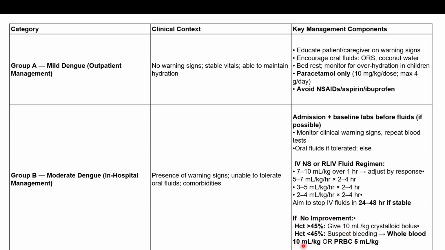If there is no clinical improvement with hematocrit rising more than 5%, then give continuous fluid with 10 ml per kg body weight crystalloids. If the hematocrit suddenly drops, suspect bleeding and check hemoglobin also, then transfuse blood 10 ml per kg or PRBC 5 ml per kg. This is the recommended guideline.